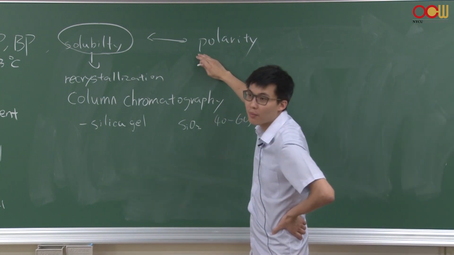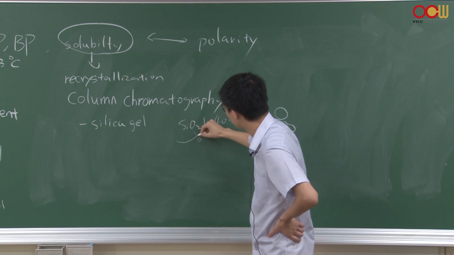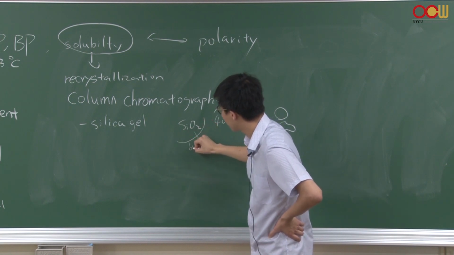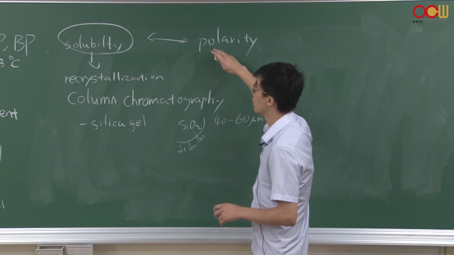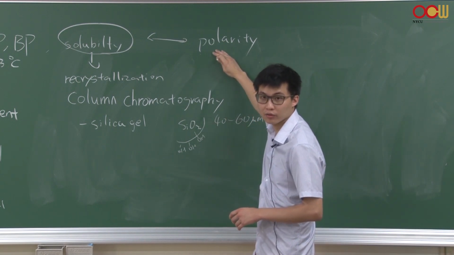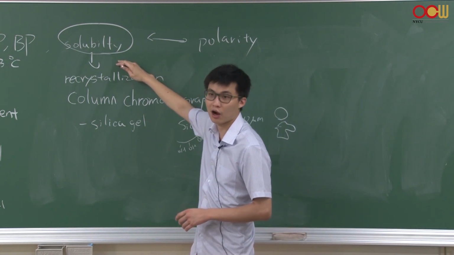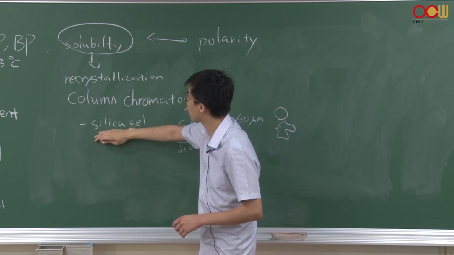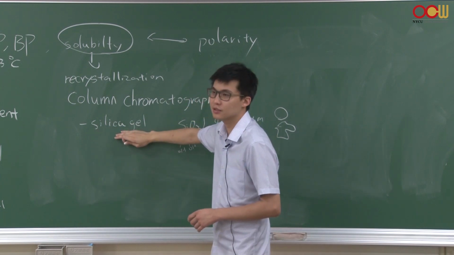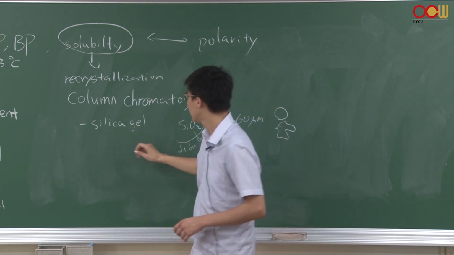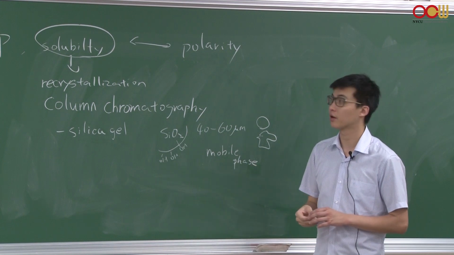Okay, so when we have compounds with different polarity, at the surface of this silica particle, there are a lot of OH groups. So these OH groups are polar, so they can interact with more polar compounds. And of course, it also has to do with the solubility of your compound. Because in column chromatography, we will use what's called the stationary phase. Okay, this doesn't move, okay? And the mobile phase. So these are organic solvents, generally, okay.